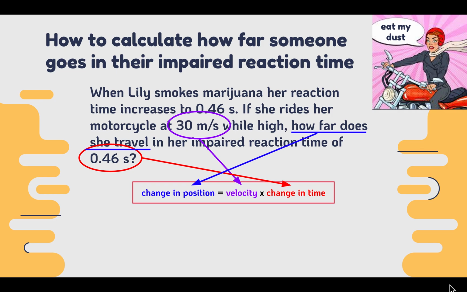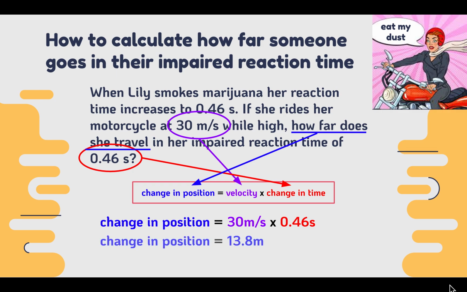So we just need to plug in those numbers, and we get change in position equals Lily's velocity, which is that 30 meters per second, times the change in time, which is her new impaired reaction time of 0.46 seconds. So change in position equals 30 meters per second times 0.46 seconds. And we put that in a calculator and we get her change in position is 13.8 meters. So what this means is if something happens, Lily reacts to it, she will have gone 13.8 meters before she could react to it, before she could swerve out of the way.